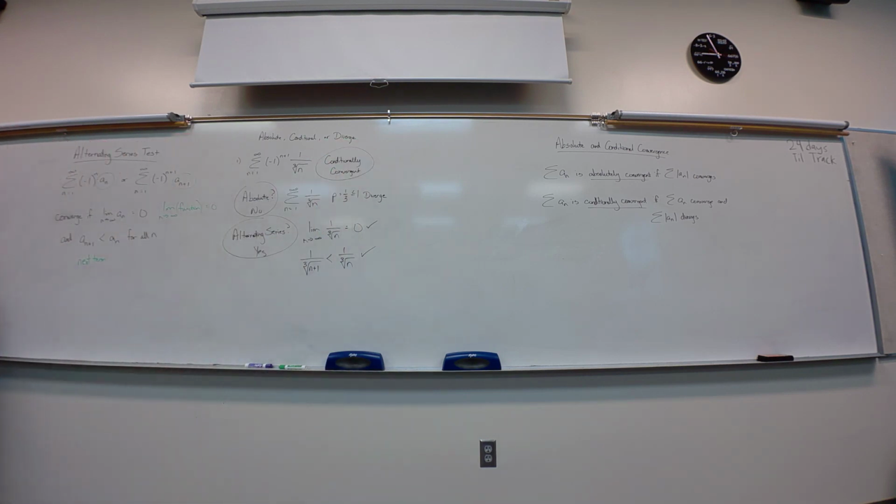So we're going to check the absolute. If it is, we're done. If it's not, we go to the alternating series test, see if it works on that. If it does, it's conditional. If it doesn't, it diverges all the time. We're okay there?